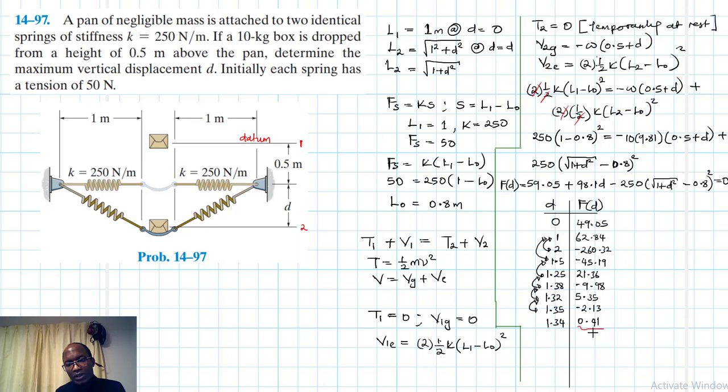This is our smallest error, right? That's our smallest error, and therefore our D is approximately equal to 1.34 meters. Okay, I think this is about it.